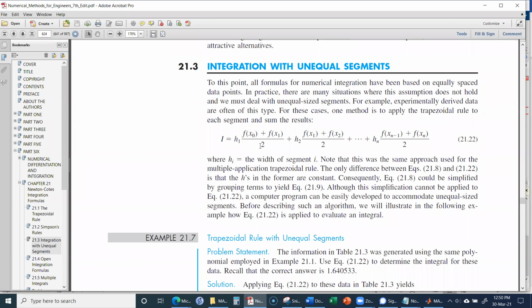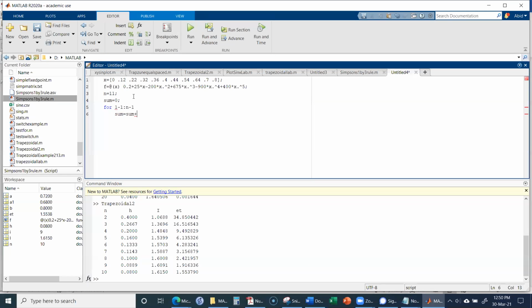And then let's take this 2 over here. So what is h1? h1 is the width of the segment. For example, the width of the segment will be given by this. h1 will be equal to 0.12 minus 0. So that will be the width of the first segment.